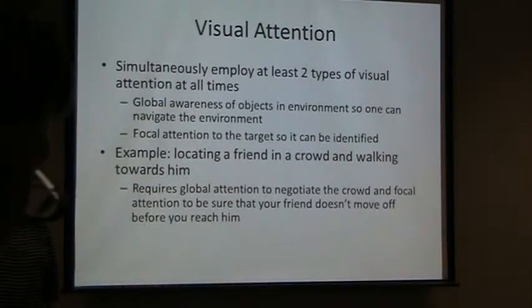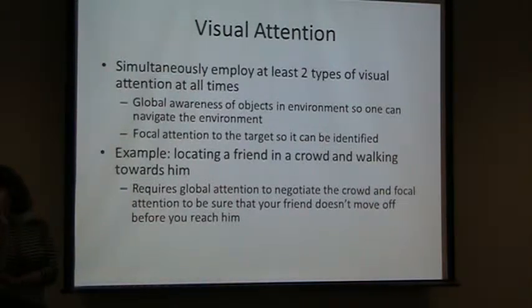For visual attention, there are two kinds. There's global awareness of objects in the environment so that you can navigate, and then focal attention so that the target can be identified. Her example is locating a friend in a crowd and then walking towards them. You use your global attention so that you don't walk into anybody in the crowd, and your focal attention to keep your eyes on your friend so that you keep moving towards them.